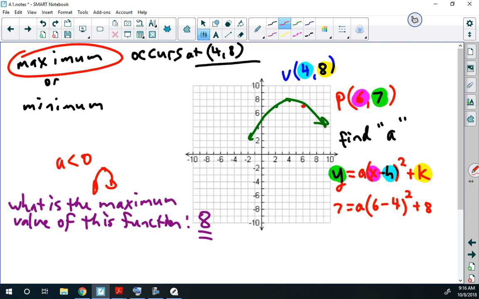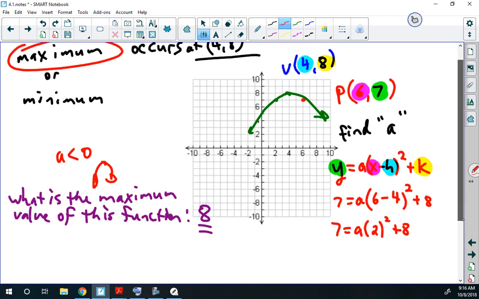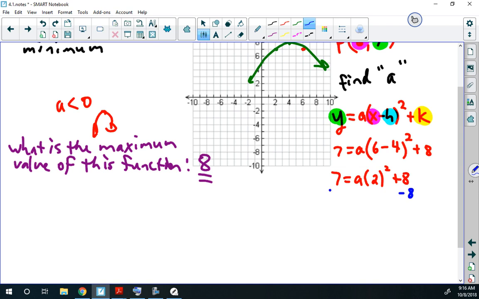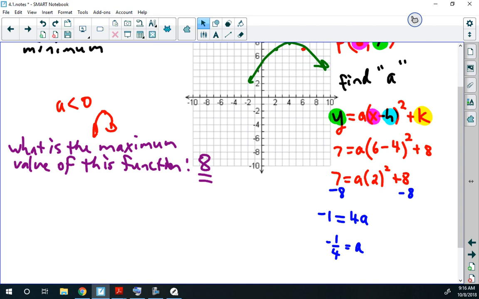6 minus 4 is 2, so 7 equals A times 2 squared plus 8. If I subtract 8 from both sides, I get negative 1 equals 2 squared is 4, so negative 1 equals 4A. And so A would equal negative 1 divided by 4. So I could calculate the A if I had to, if I knew some other point. What do we think so far? Does this stuff make sense? Does it kind of tie into what we did last week?